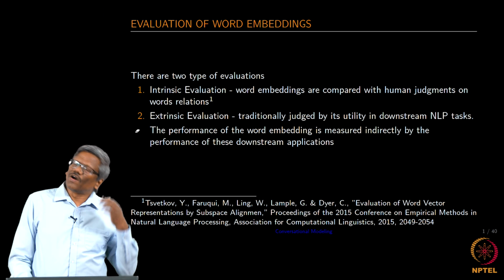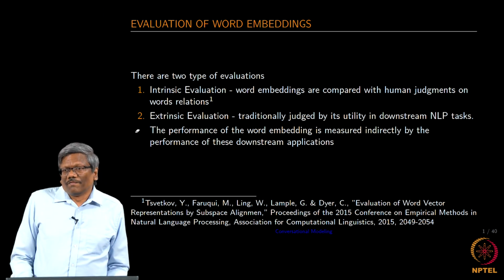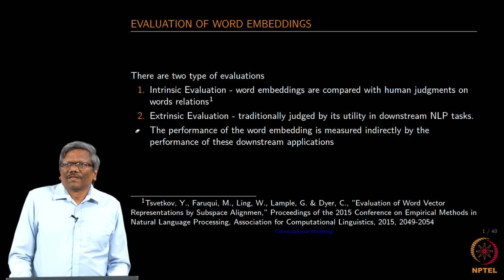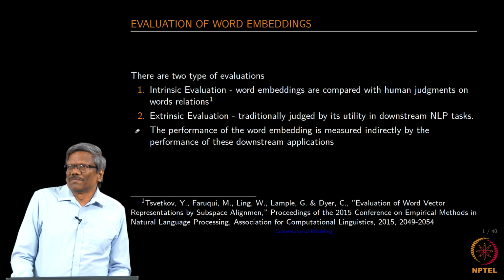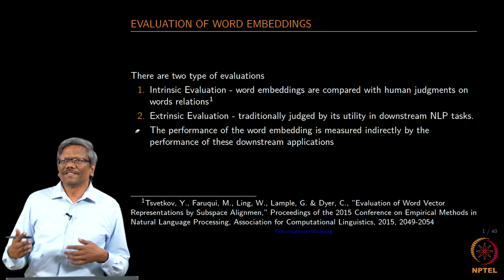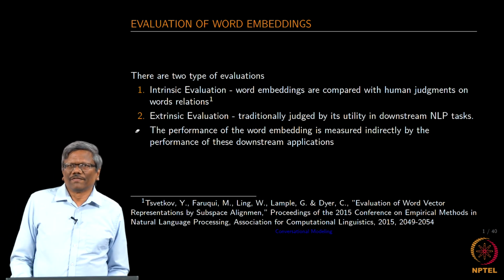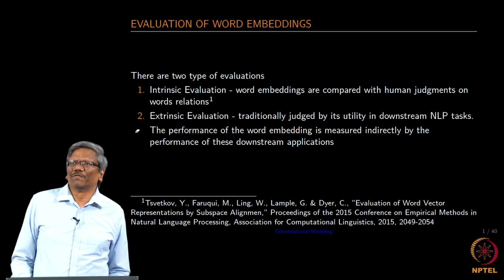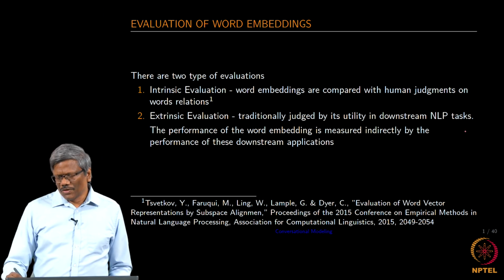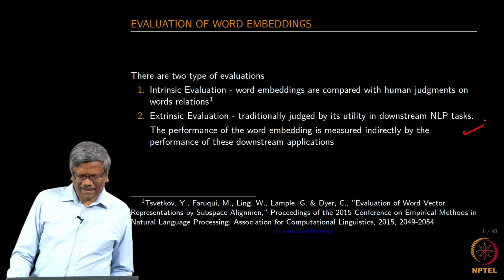So, in this case, how do we do it? We input the word vectors as input and then measure the quality of the applications, right, the downstream applications. So, if we keep feeding different sets of word vectors and then measure the quality of the downstream application, and find out which one gives you a better result, in that way you should be able to measure the quality of the input word vectors.